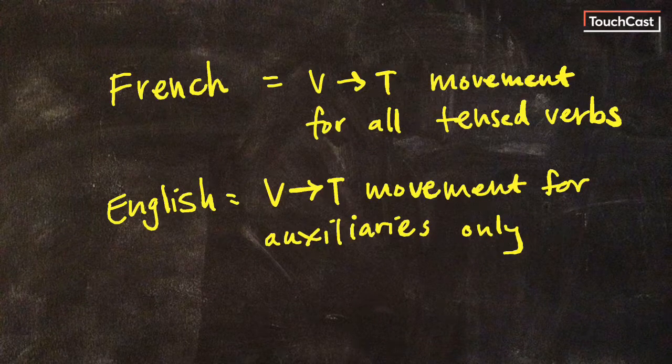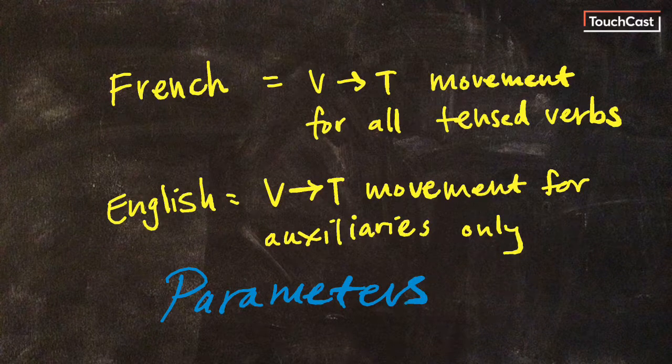The way that we explain this difference between French and English, that French has V to T movement for all tensed verbs, and English has V to T movement for auxiliaries only, is called parameters. Basically, this means that these rules apply differently across languages.